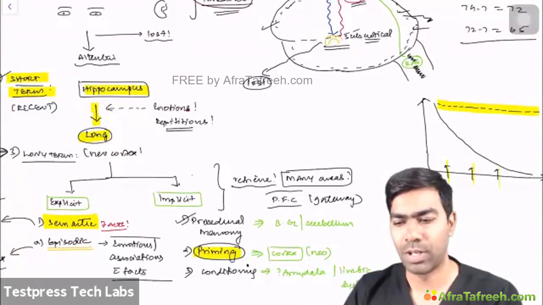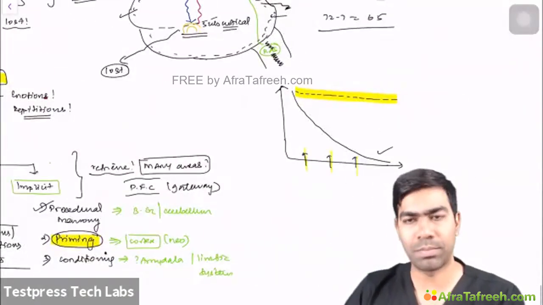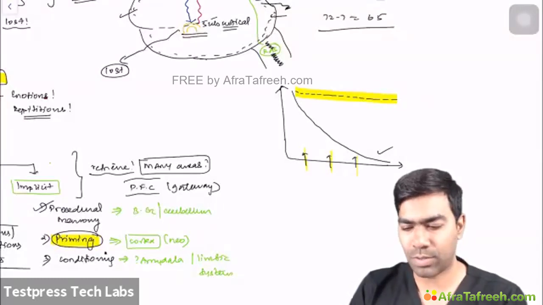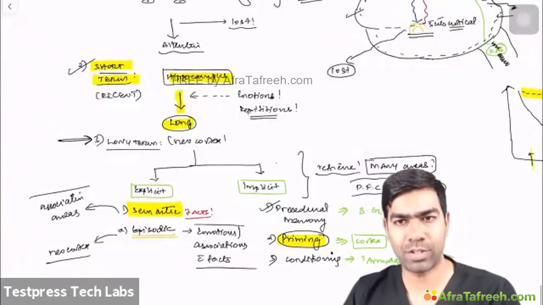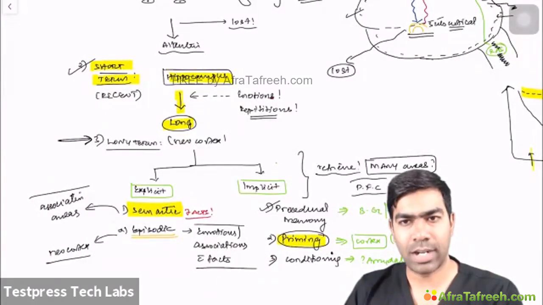It's impossible. Again, it follows the Ebbinghaus memory loss curve only, because once again, you are associating it with the short-term memory. You are not associating with the long-term memory from that perspective. So that's really, really important.